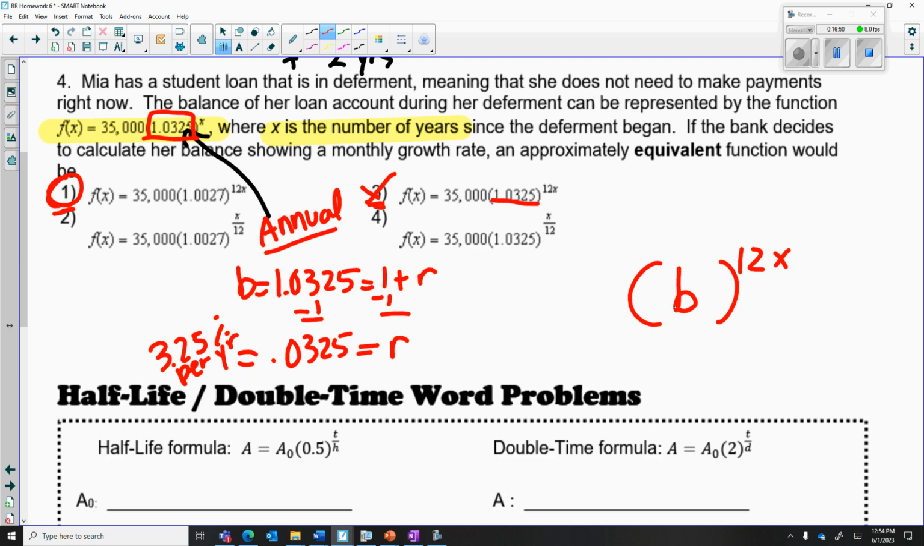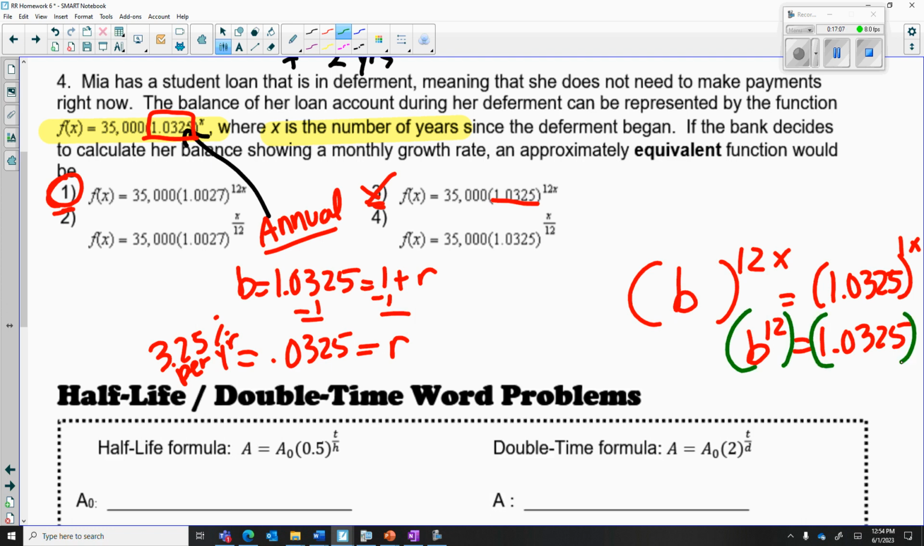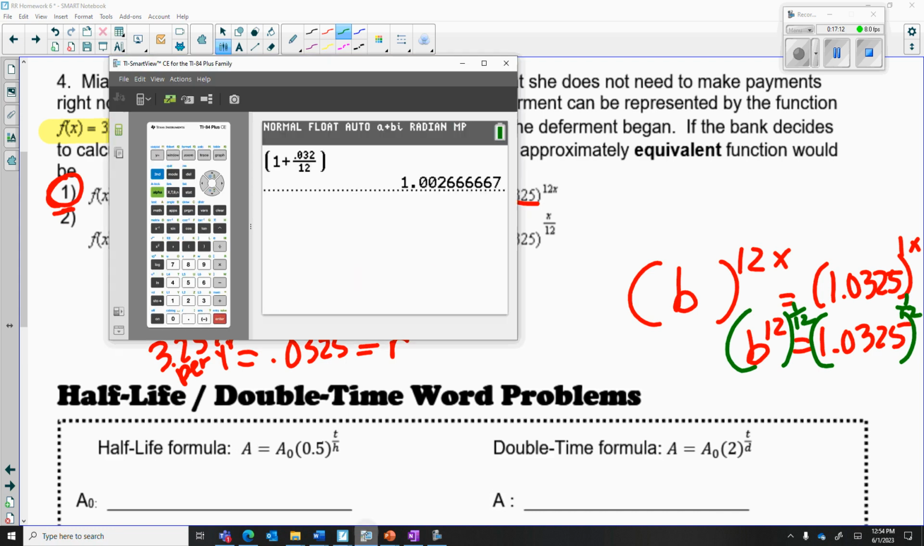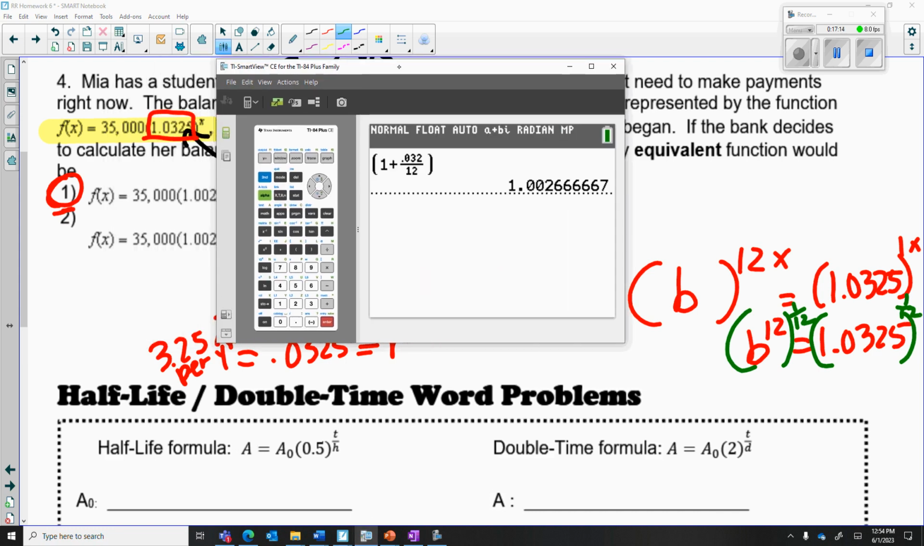If your base is unknown, b, and you want a 12t, remember before it was 1.0325 to the 1t or 1x. So you take 1.0325 and you set it equal to b to the 12th. Then what you do is you raise both sides to the reciprocal of 12, which is 1/12. And you should get the 1.027 out. So take 1.0325, which is the annual growth factor, and raise it to the reciprocal of 12, which is 1/12, and indeed we get 1.027.